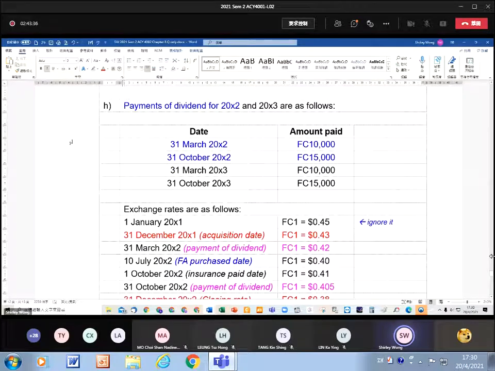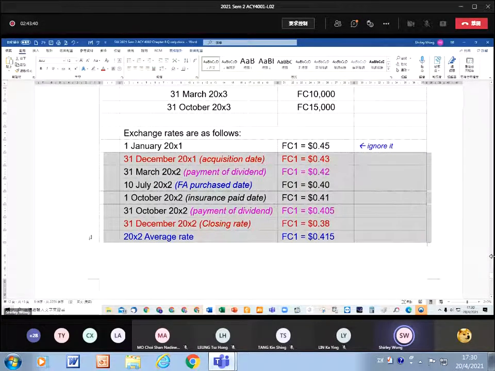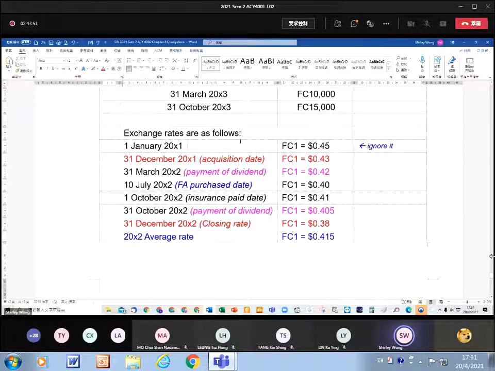And then they give you the payment of dividend dates and also the rates. So every rate here is important except for this rate. Remember, this rate we need to ignore it because we do not own these subsidiaries until 31st of December. So we will not use this rate. 咁呢個 rate 唔用㗎啦。Okay, so based on this information, let's do it together. So we will have the average rate, and then we do the exercise now.